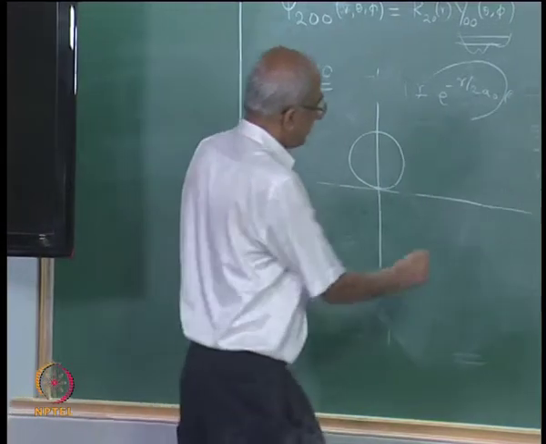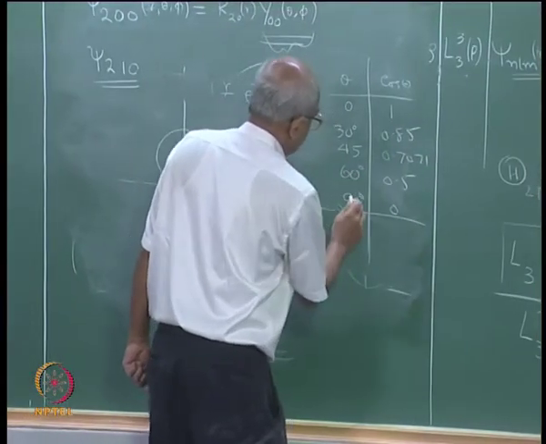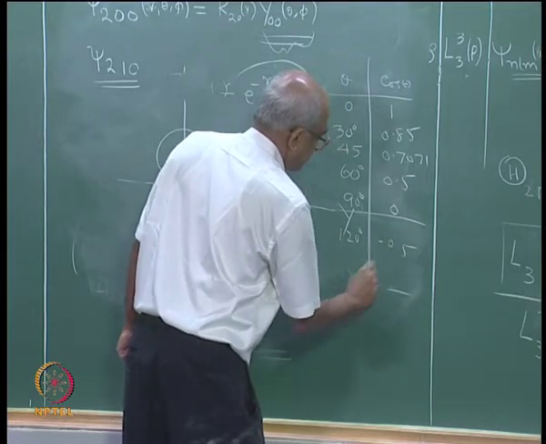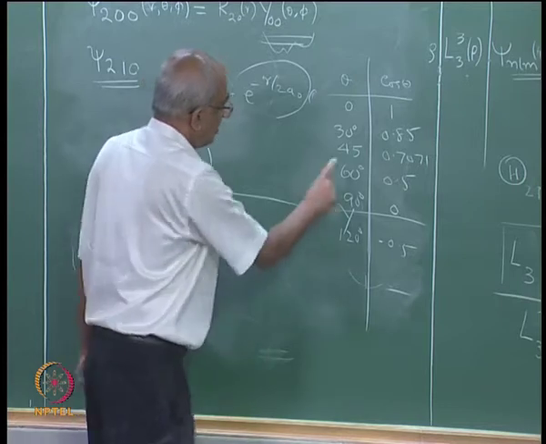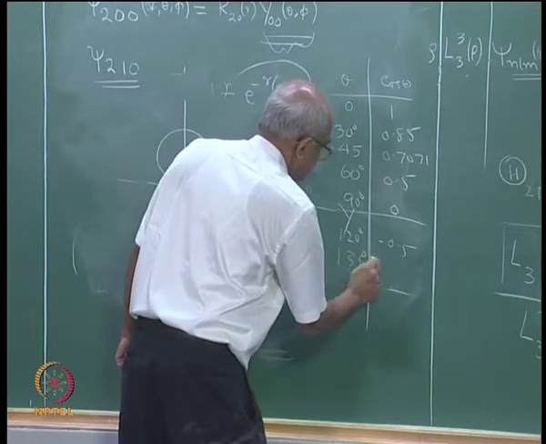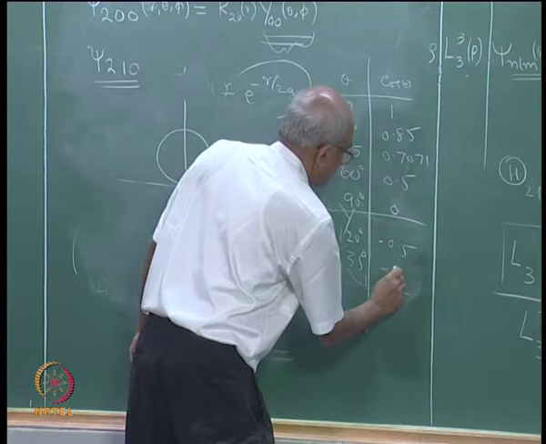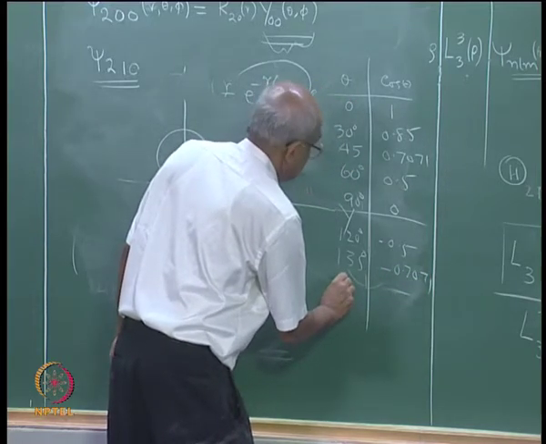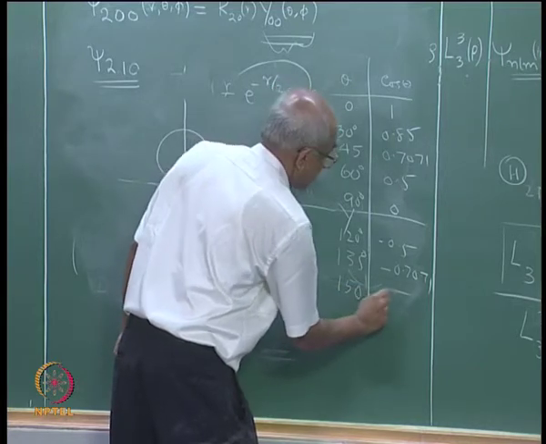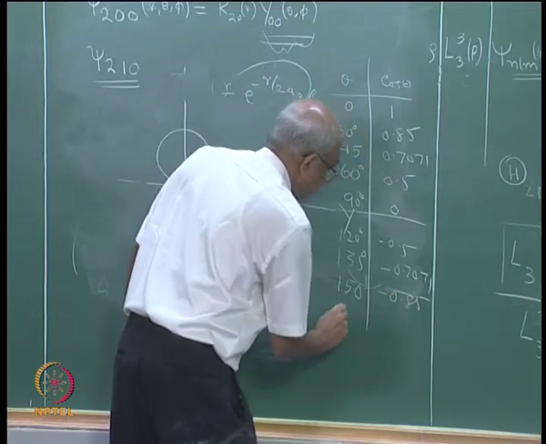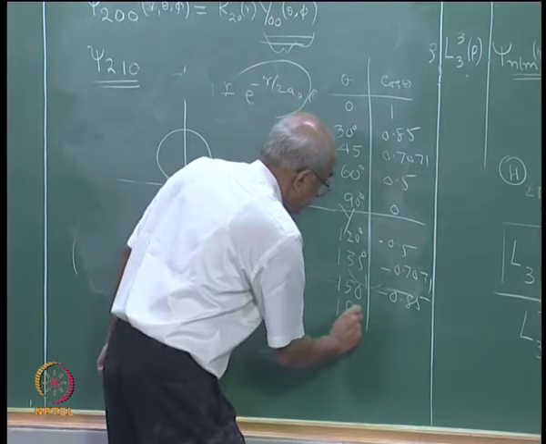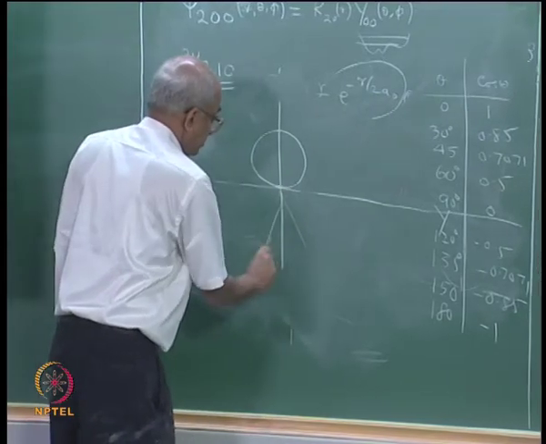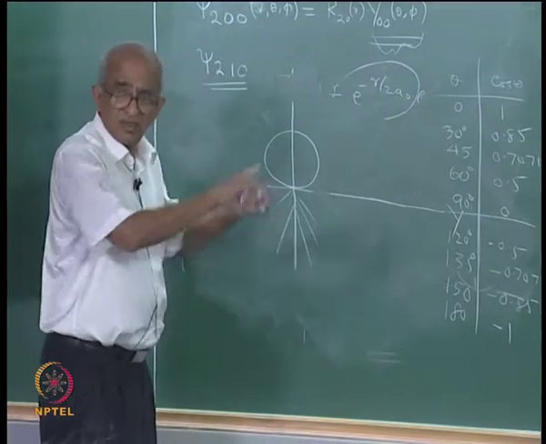In a similar fashion, you can continue downward. Actually, if you think of 120 degrees, you will find that it is minus 0.5. Now, you see the function is negative. If you think of 135 degrees, cos theta is minus 0.7071, 150, right. 150 you will find minus 0.85, 180 you will find it is minus 1. So, in the downward direction, that means you are thinking of directions downwards, the function is negative.